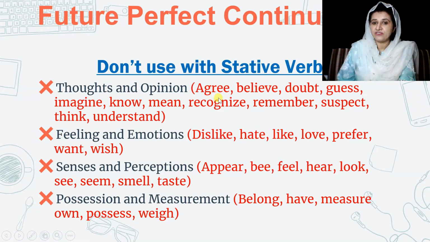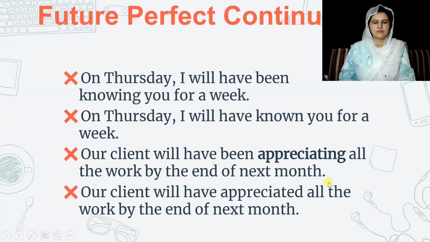For example, agree, believe, doubt, guess, imagine, or feelings and emotions like dislike, hate, love, senses and perceptions. For example, appear, feel, hear, look, and possessions and measurement. For example, belong, have, measure. So with all these stative verbs, we don't use future perfect continuous tense. Rather, no form of continuous tense is used with stative verbs.